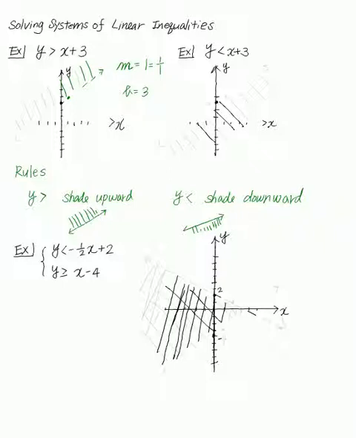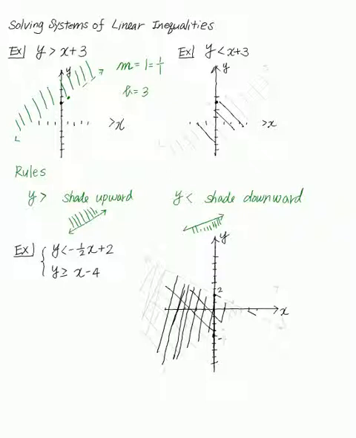Now, according to the rule that we just mentioned down below, when it's y is bigger than, that means that we are going to shade upward. So the graph is going to be like this. The line y equals x plus 3 is the border, and we're not including it because we have the shaded.